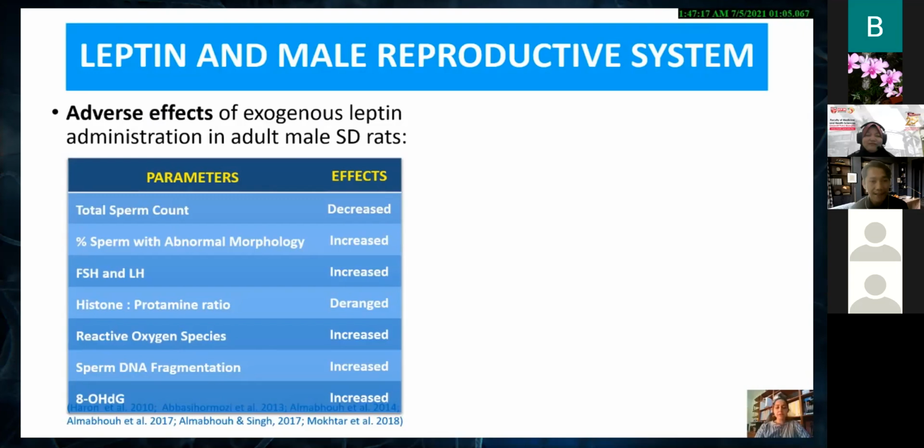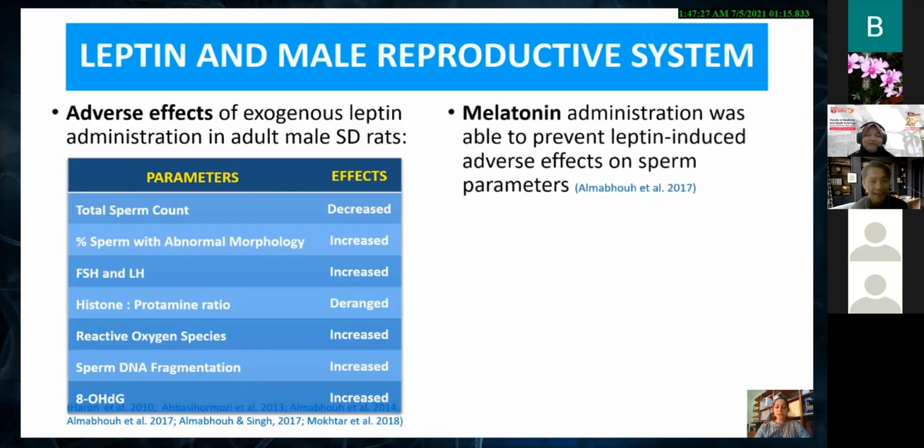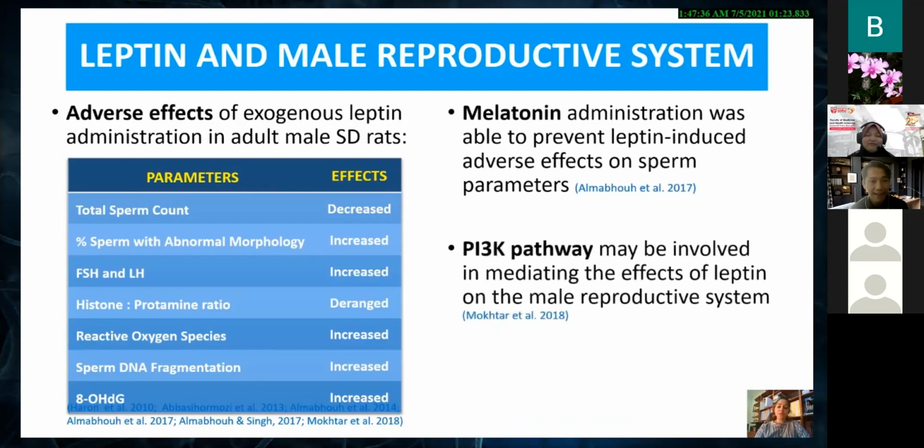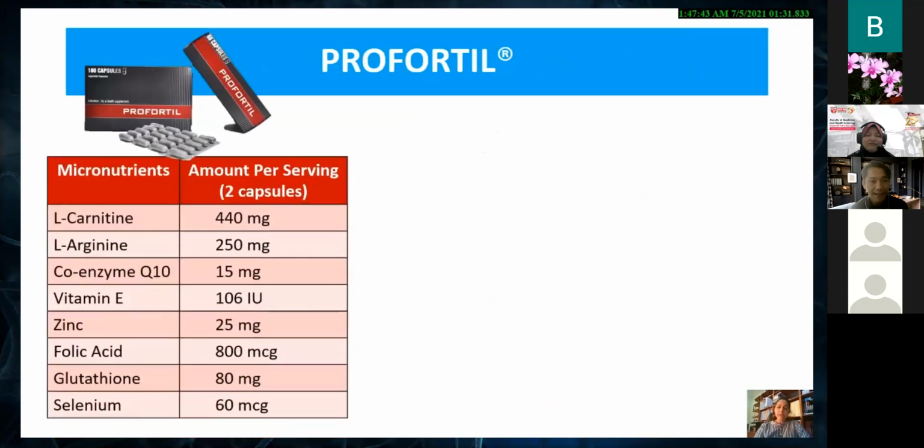This observation can be further strengthened by another study also conducted in our lab, in which melatonin, a potent antioxidant, was administered to leptin-induced rats. The results from that study showed that melatonin was able to prevent the leptin-induced adverse effects on sperm parameters. Our lab also showed the potential role of the PI3K signaling pathway in mediating the effects of leptin on the male reproductive system. As melatonin was able to mitigate the negative effects of excess leptin, it was decided that other antioxidants should also be researched with regards to their effects on the male reproductive system.